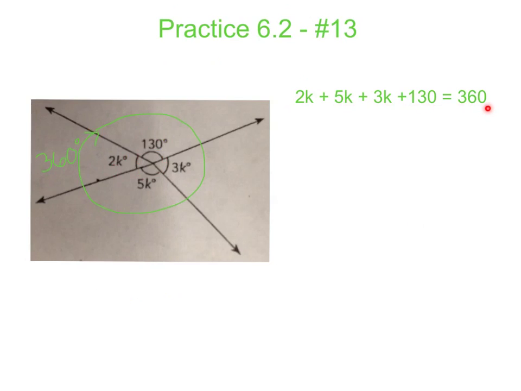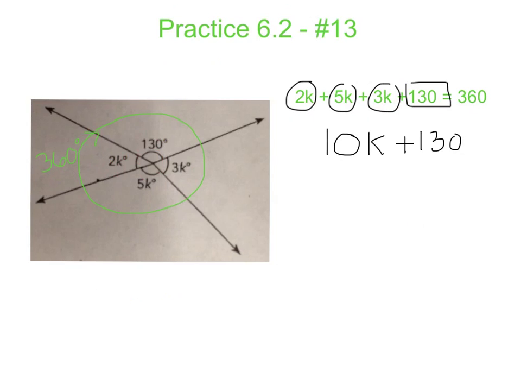Now, I did warn you that we are going to be using algebra in order to solve this. However, we can also think logically. If we take 2k, another 5k, and another 3k, how many total k's would we have? We're going to combine the like terms of all the different k's, and we're only worried right now about the left side. 2k plus 5k plus 3k gives me a total of 10k plus 130, and we know that still equals 360 degrees. This is really nice because we now have created a two-step equation.